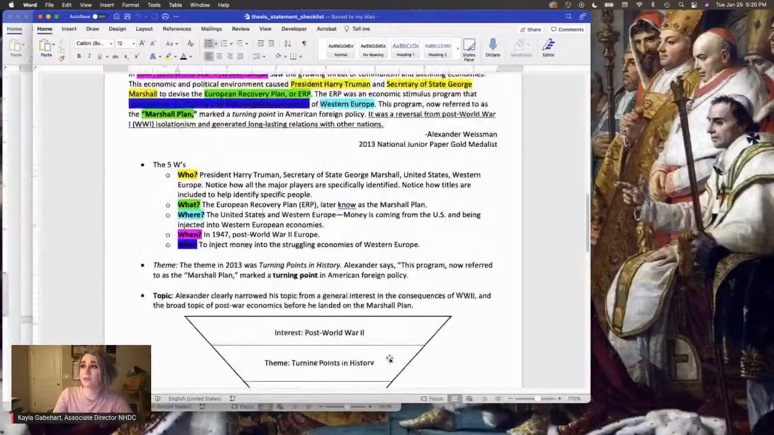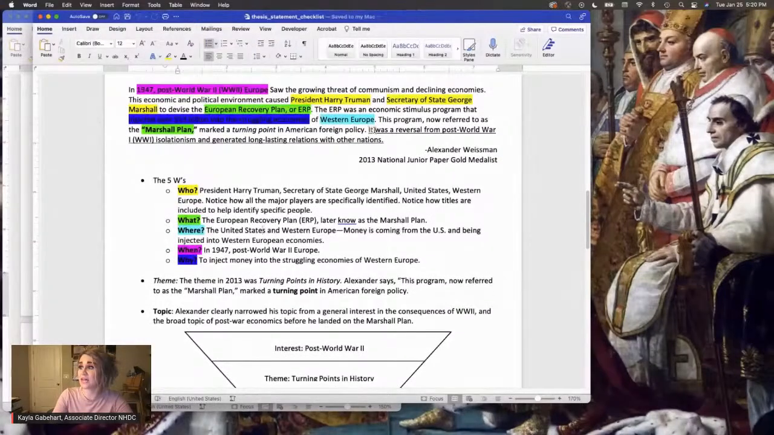So you can see that up here. That's underlined. It's the last sentence of his thesis statement. And just that one sentence has both a short and a long-term impact. So that's going to be really, really important for that. And you can see what happened immediately after. No more isolationism like during World War I in the United States, and generated long-lasting relations with other nations.